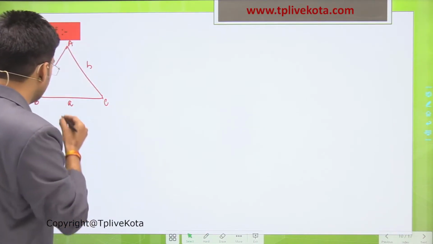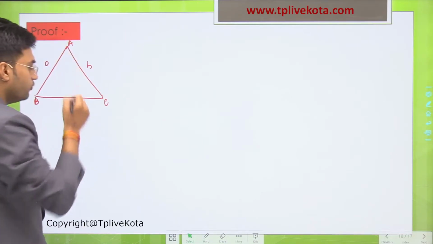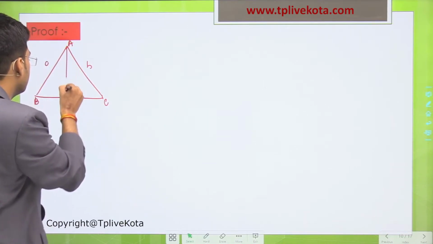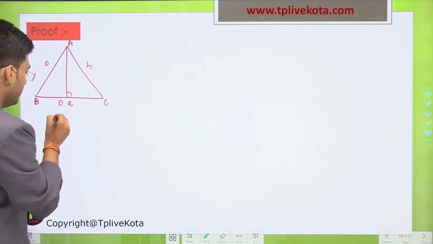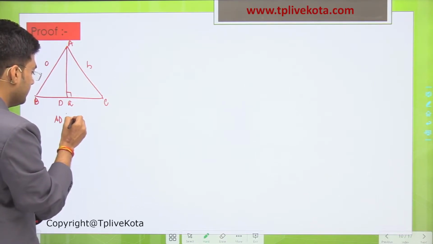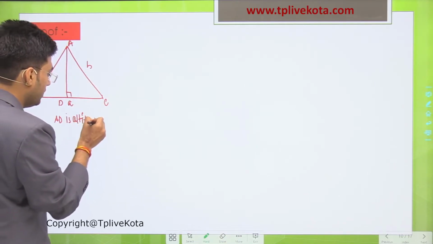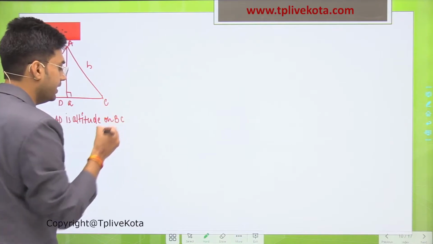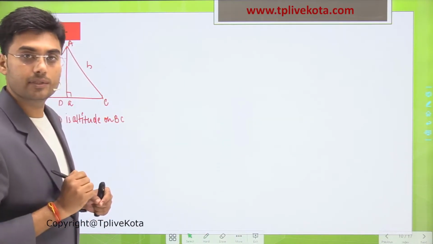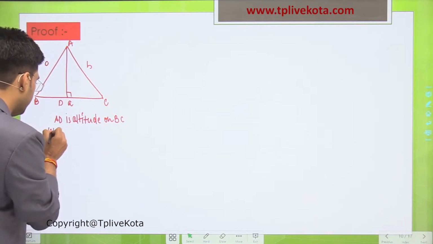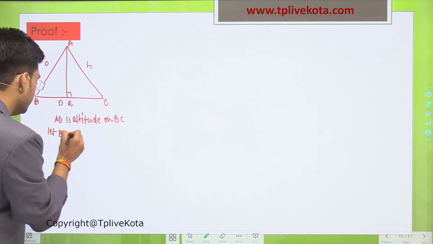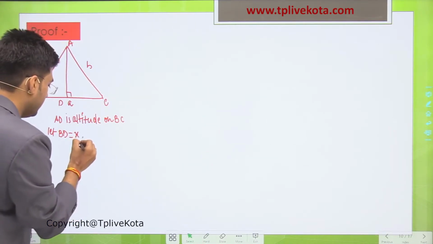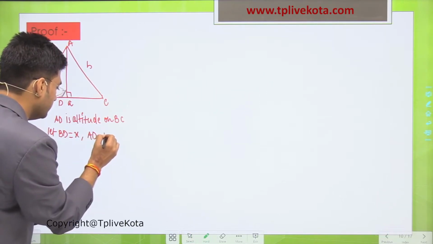Now first of all, to find the area we use altitude. So first of all, let's draw the altitude. This is D. AD is the altitude on BC. And let BD be x and AD equal h. Clear?